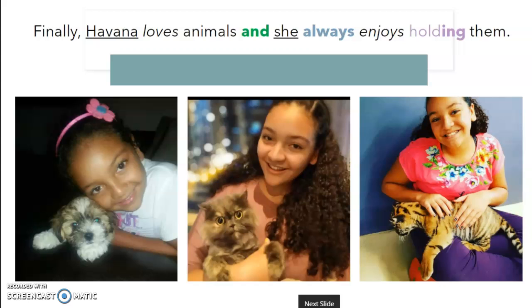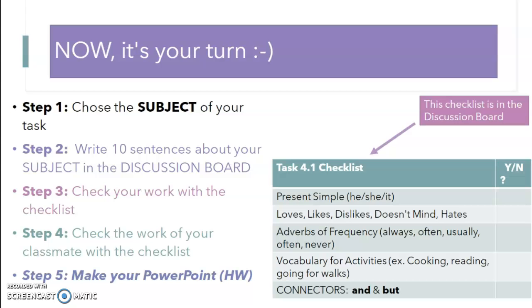So this is my daughter Havana actually here. That's why I have so many pictures of her. So you may not have this many pictures of your subject. You can get pictures from the internet, from a Google search. They don't have to be actual pictures from a camera. They can be images, but you want your presentation to be colorful and to have images as well as a sentence for each slide.